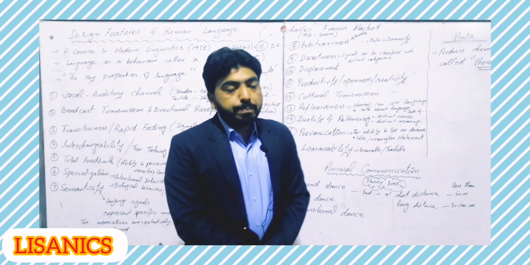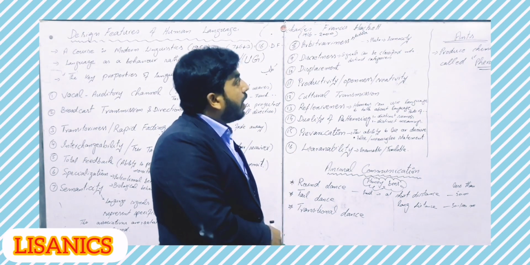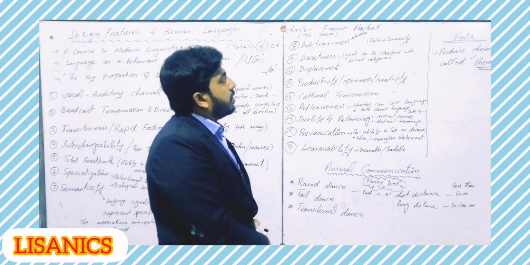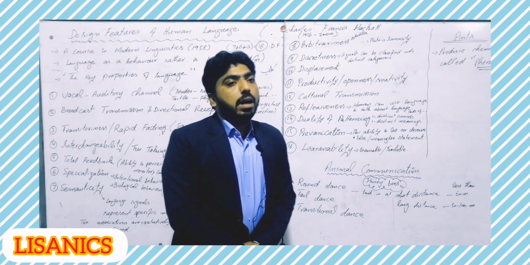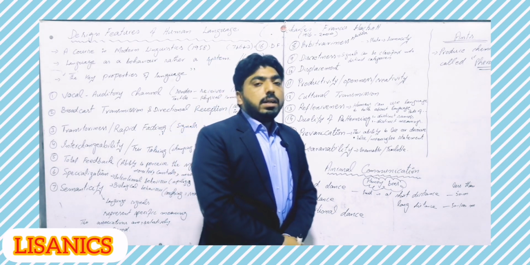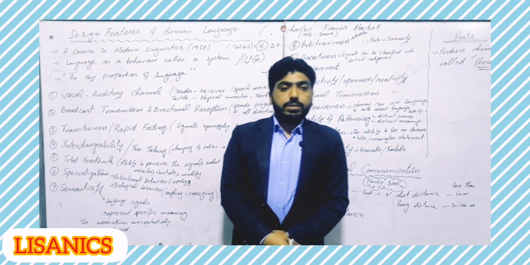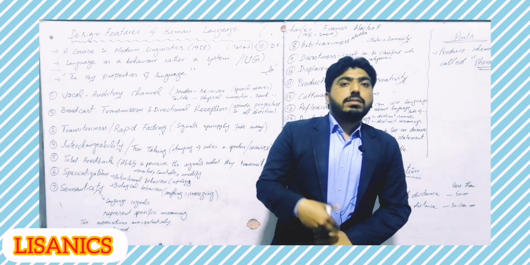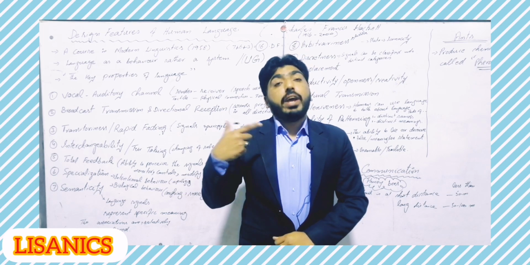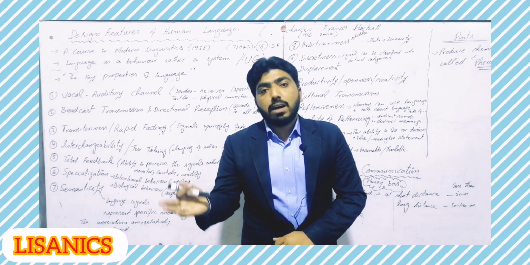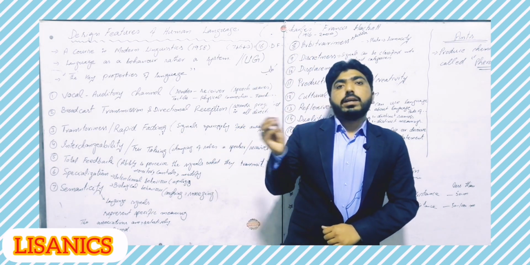Next we move towards arbitrariness. There was a great debate between Aristotle and Plato. Aristotle believed in arbitrariness and Plato favored iconicity. What does arbitrariness mean? Mostly people ask this question, why do we call this particular object with this name? Why is a fan called a fan? Why is a mobile called a mobile? What's the reason behind this? Why do we call a marker a marker?